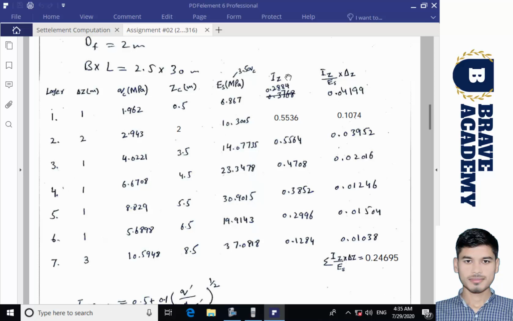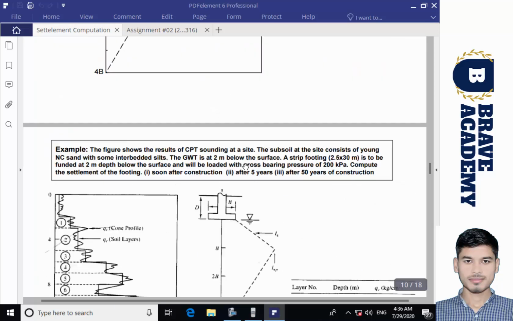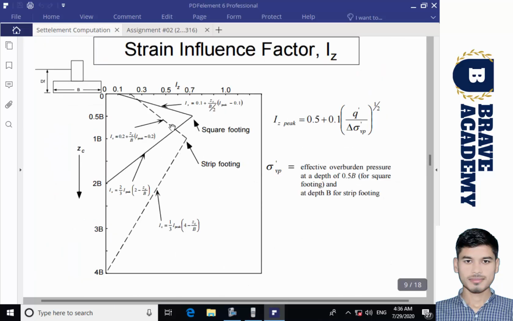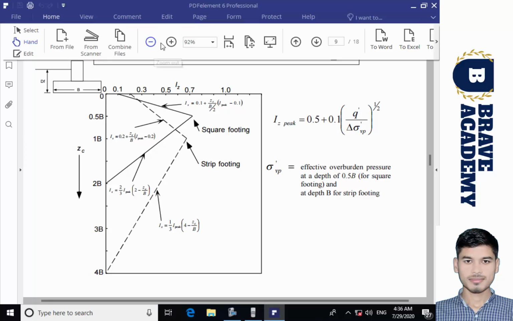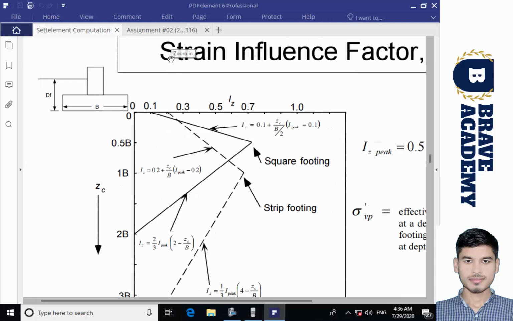After that we will compute the Iz, that is the strain influence factor. We will calculate it corresponding to the Zc values. I have already explained how you can calculate it. So let's see Zc at 0.5. For Zc at 0.5, you can see here we will use this dotted line, as this is for strip footing, and the solid line for square footing. So we use only the dotted line. I will zoom in to make it clear for you.